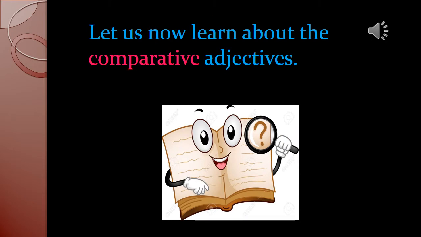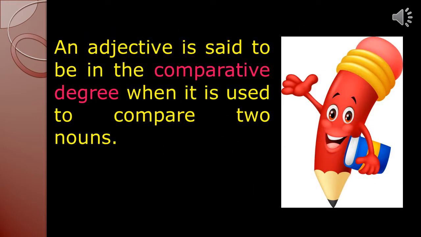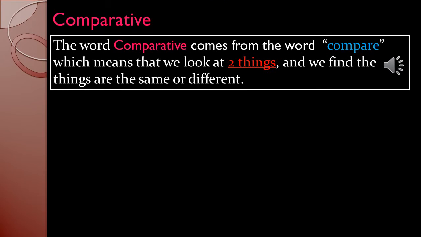So a comparative adjective is a special type of adjective. Let's learn a little bit about its rules. An adjective is said to be in the comparative degree when it is used to compare two nouns. If we look a little bit deeper into the word comparative, it comes from the word compare, which means that we look at two things and we find things that are the same or different about those things.